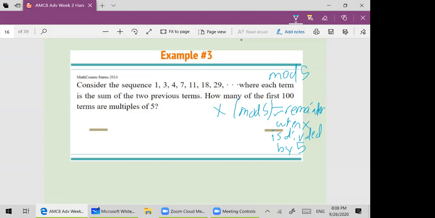Okay, so continuing off with the mod 5 hints. The first terms are 1, 3, 4, 2. And now 4 plus 2 is 6, which is 1 mod 5. 2 plus 1 is 3. 1 plus 3 is 4, and so on. It repeats every 4 terms. And now note that none of these are 0 mod 5. But it must be true that a multiple of 5 is 0 mod 5. So the answer is that there are 0 multiples of 5 in the whole sequence. It doesn't even matter if it's the first 100 or not.